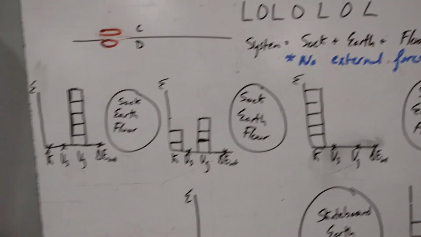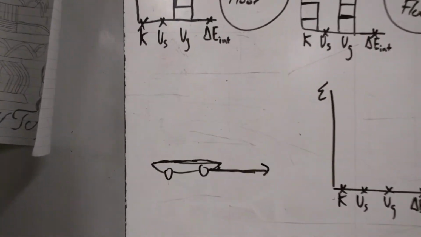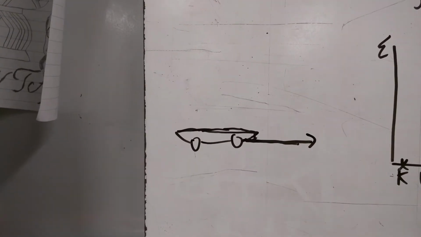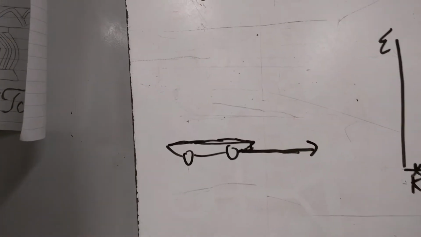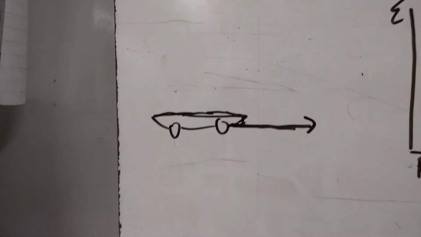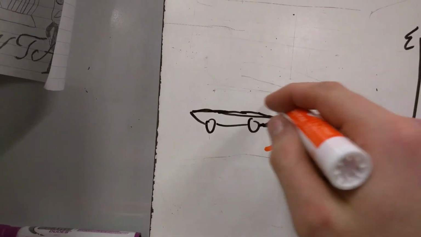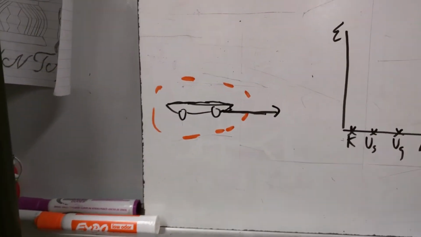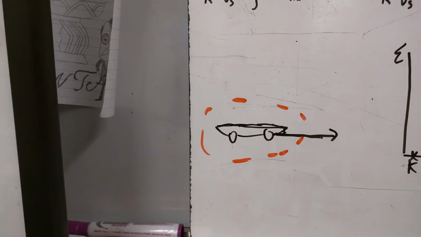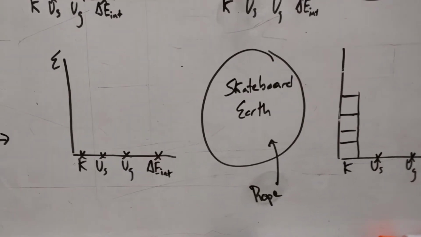What if there was work being done? Remember back to the skateboard problem that we looked at in class. You've got a skateboarder in a rope system. I'm going to define the system to be, in this case, just the skateboard, so that there is some work being done. There is a net external force, and I'm going to show you how the LOL diagram looks for this. My system is the skateboard and the earth.